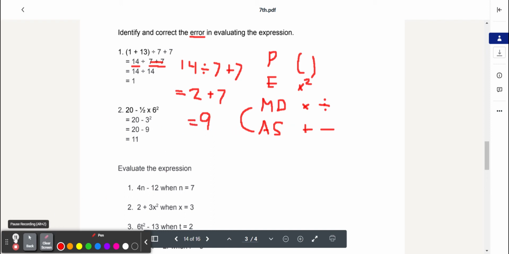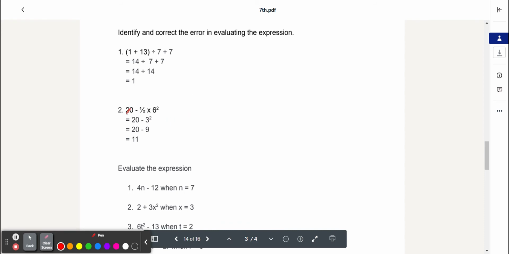For number 2, we have 20 minus 1 half times 6 squared. So if you remember, the first thing we should do here is exponents. However, here they didn't do that. They multiplied the half times 6 first. So right away, this should have been 20 minus 1 half times 36, because 6 squared is 6 times 6, which is 36. And then from here, we can work through the problem.